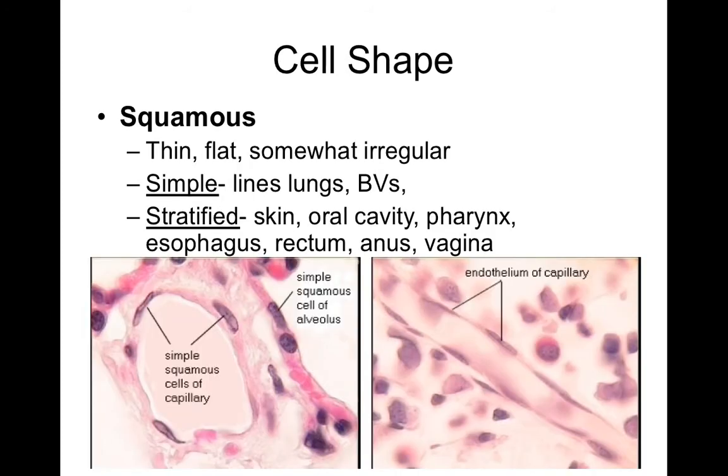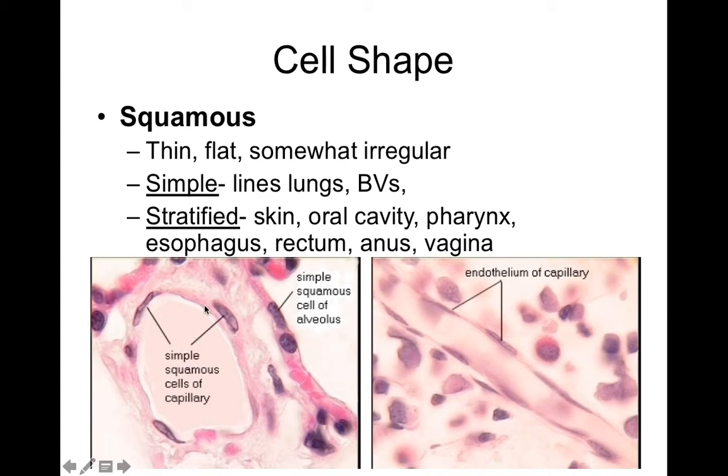So here we have a squamous cell shape. It basically looks like a cracked egg. Like if you were to crack a raw egg and put it on your skillet, there you see the bubble where the yolk is, and then the whites kind of splay out to the edges. That's exactly what a squamous cell looks like.